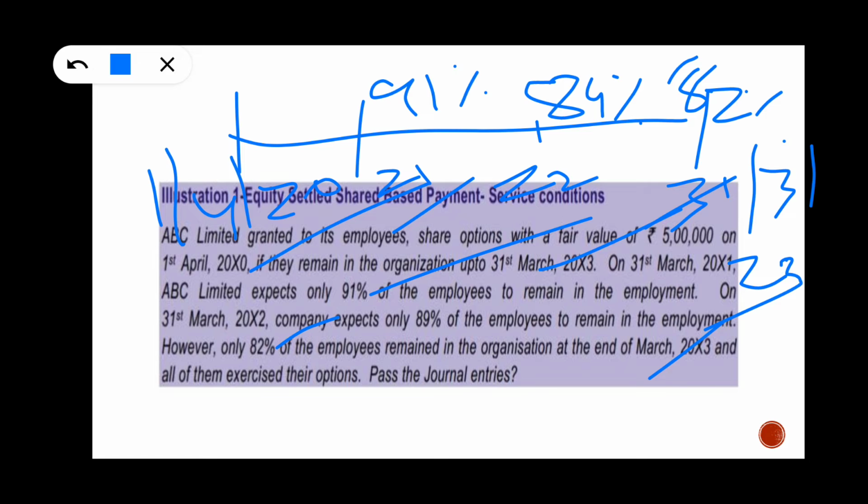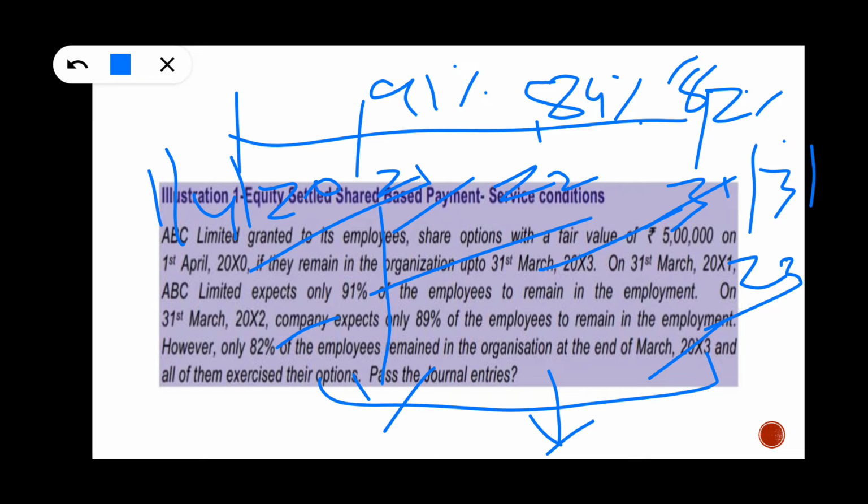Here they have given clearly that 5 lakh fair value of option is given to its employees. So 5 lakhs into 91%. They said that for 100 employees, we are going to give 5 lakhs worth of equity shares. So 91% of the employees will exercise. So 5 lakh into 91%. In year 1, they will recognize, wrong. Because if these conditions are satisfied over the period of 3 years, that means the employee is going to give his service for 3 years. So this 5 lakh into 91% we have to recognize over 3 years.